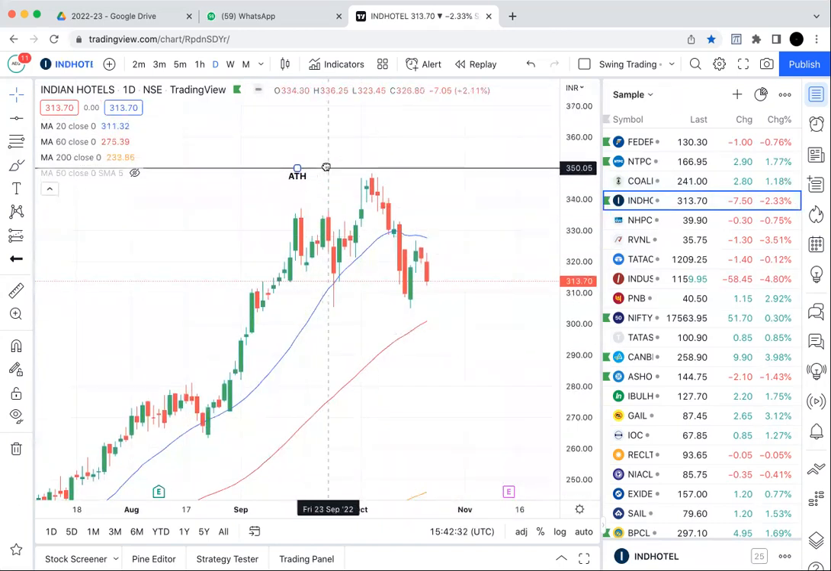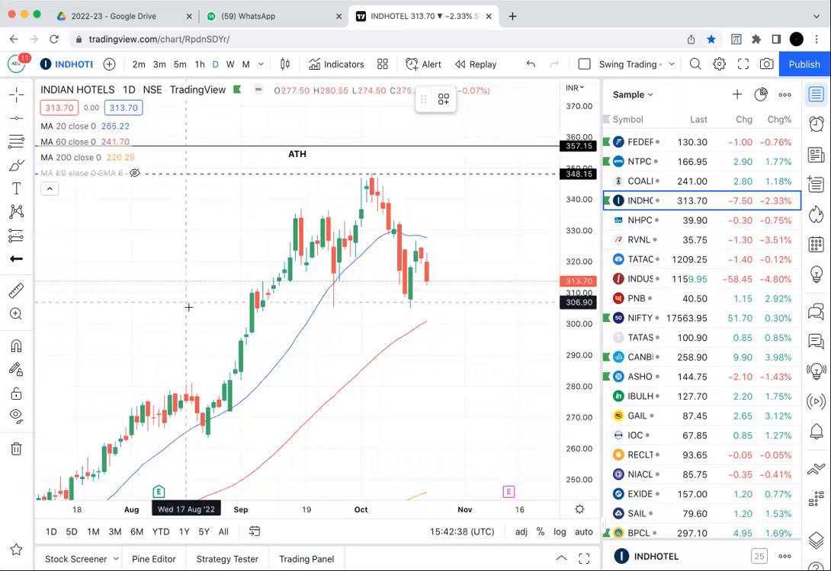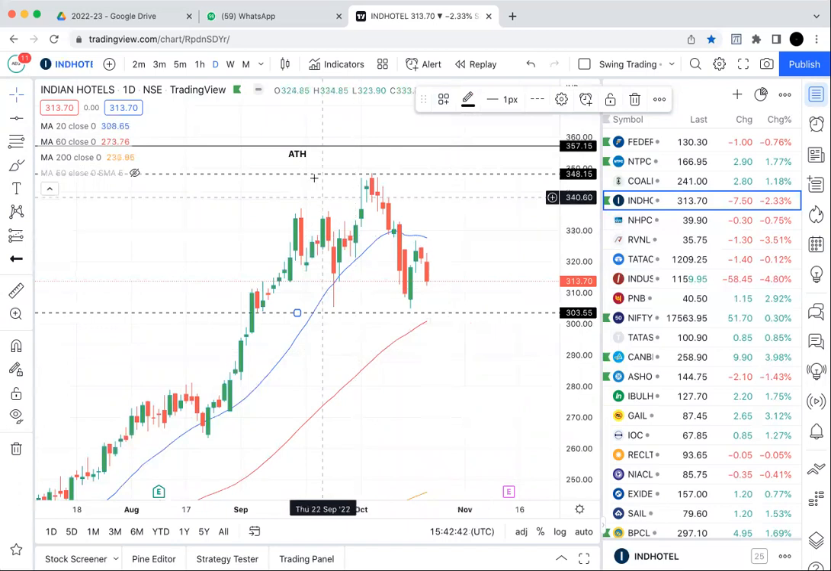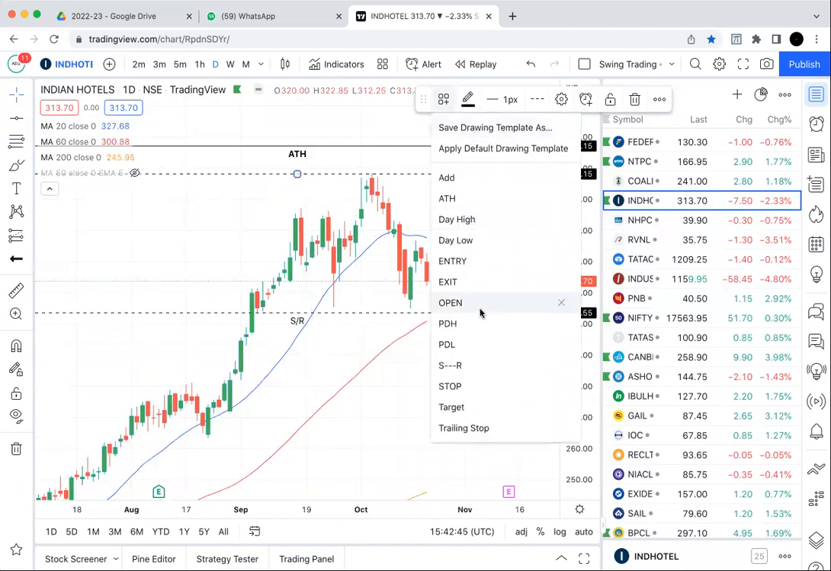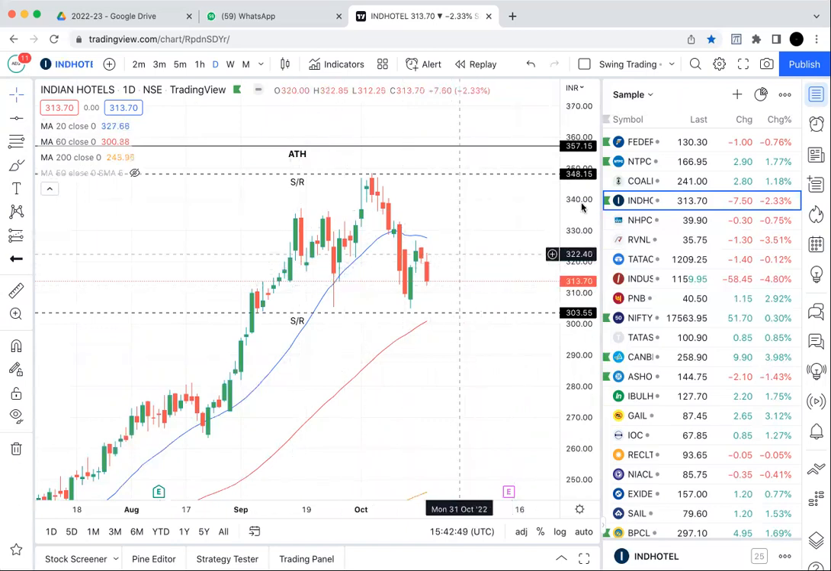So I'm going to move this all-time high a little further up, and I'm going to draw a support and resistance line over here. See that? And I'm going to rename this to SR, rename this to SR. I'm only doing this with several of these. See, it's going up and down, up and down.